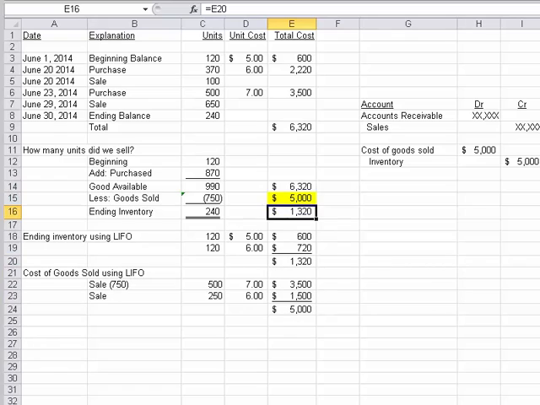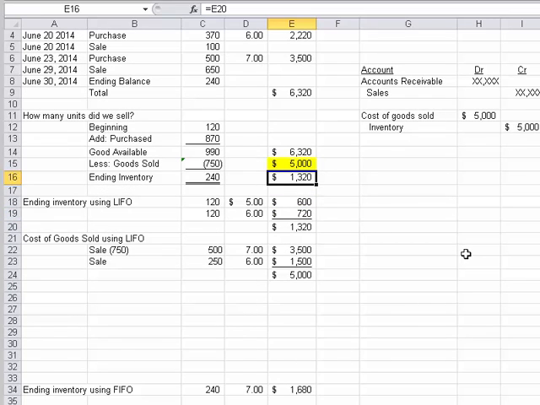All right, so what have we seen? Well, we've seen that in periods where prices rise, cost of goods sold is higher when you use LIFO, which would make sense. The last one in is the first one out, so the higher costs make their way to cost of goods sold on the income statement.